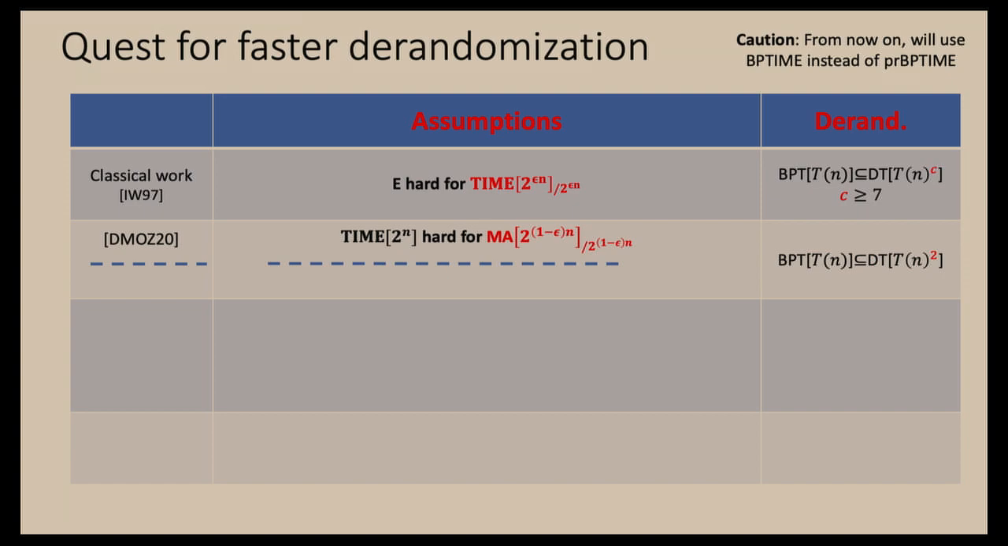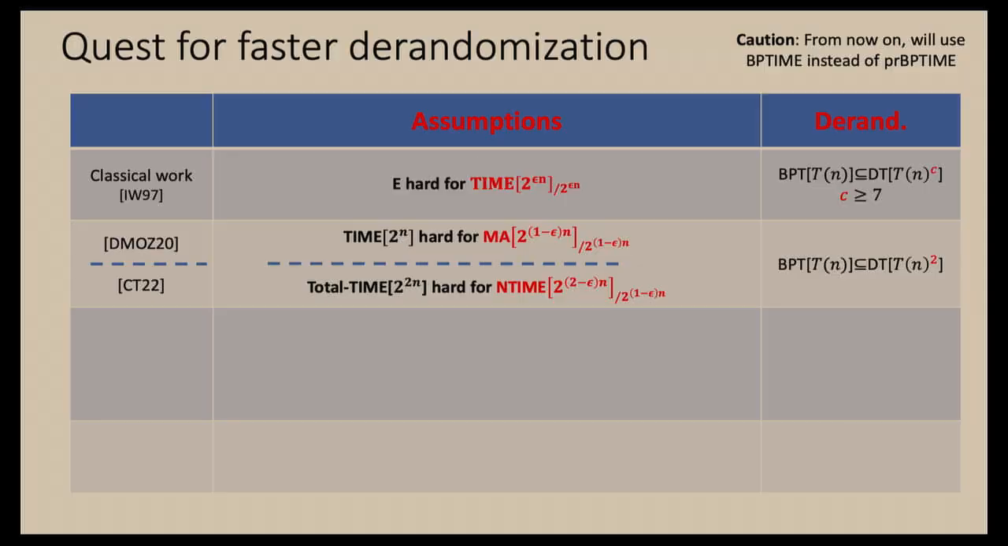In a recent breakthrough by Doron, Moshkovitz, Oh, and Zuckerman, they prove that if you assume 2 to the n time is hard for Merlin-Arthur 2 to the 1 minus epsilon n time with nearly maximum bits of advice, then the derandomization can be brought down to quadratic. This assumption is pretty strong, but the conclusion is also very strong. Going from n to the 7 to n to the 2 is a great jump, although the assumption becomes a bit stronger.